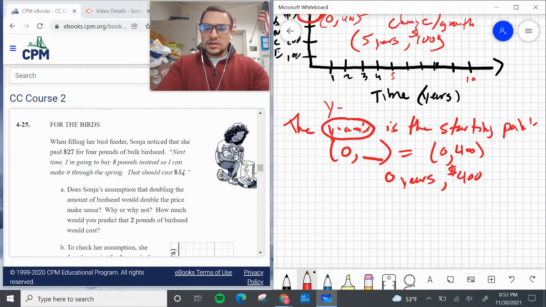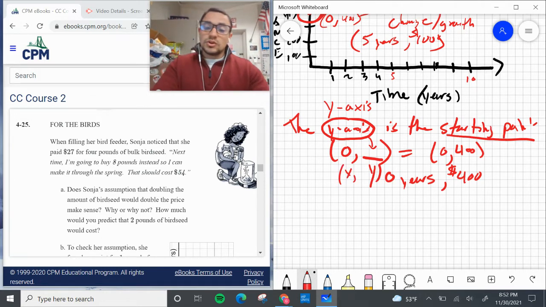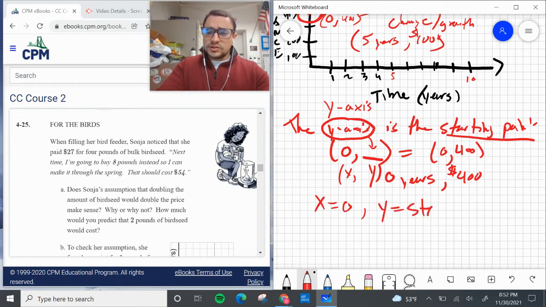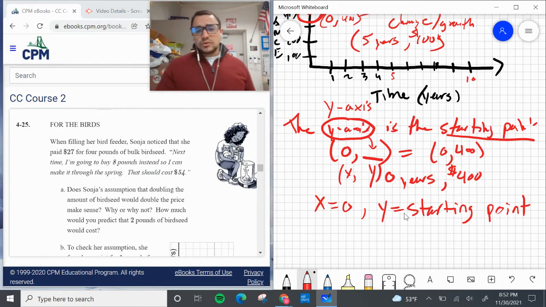This is y axis. The y axis is the starting point. The y axis is the y here, and this is the x when we talk about our coordinates. So we want to make sure that in order to know what our starting point is, x needs to be 0. So when x equals 0, y is our starting point. And these are some more notes that you need to write down for the future.